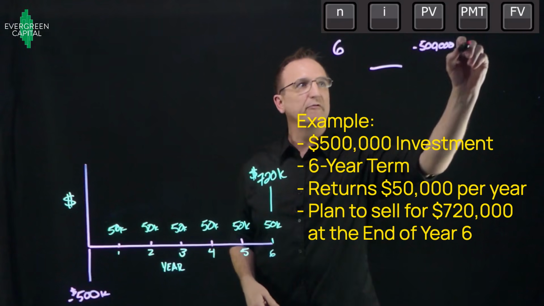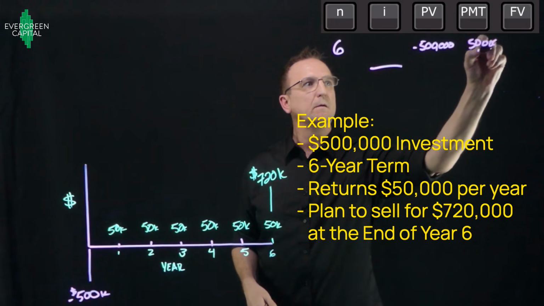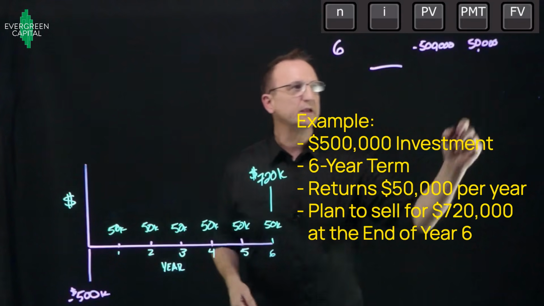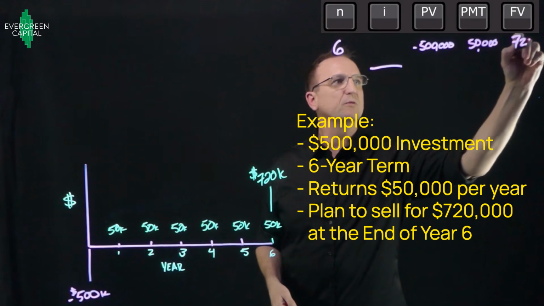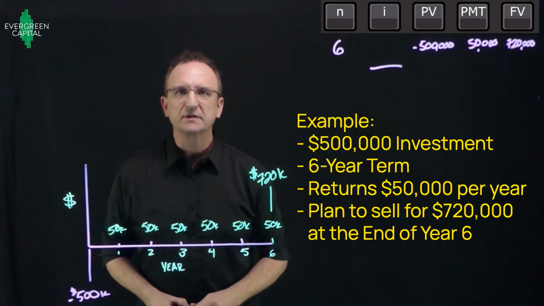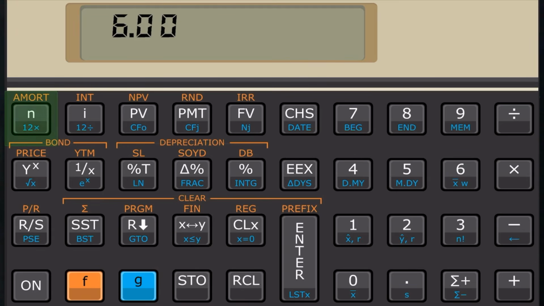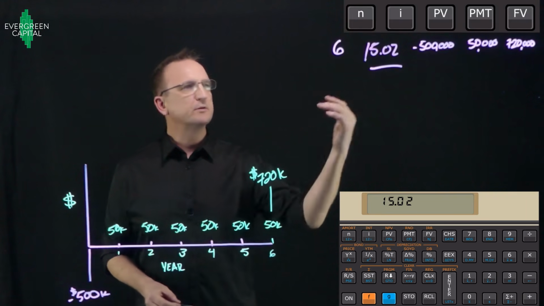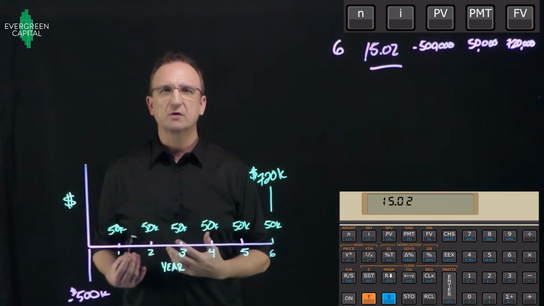Then we have payments of positive $50,000. And that's our annuity or our steady cash flow. And then our future value at the end is a positive $720,000. Now let's punch that in our calculator and see what we get. So 6 is our N, 500,000 changed to negative is our present value, 50,000 positive is our payment, and 720,000 is our future value. We solve for I, and we get 15.02. Very straightforward. When you're solving for I, you're typically solving for the rate of return, which is your IRR.